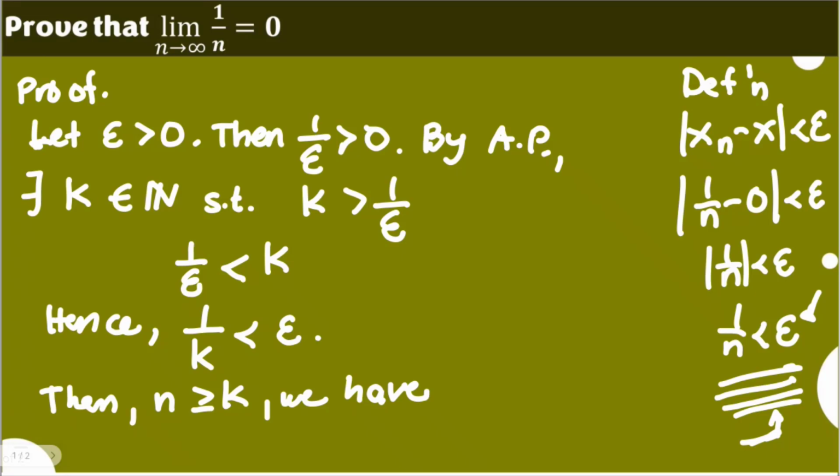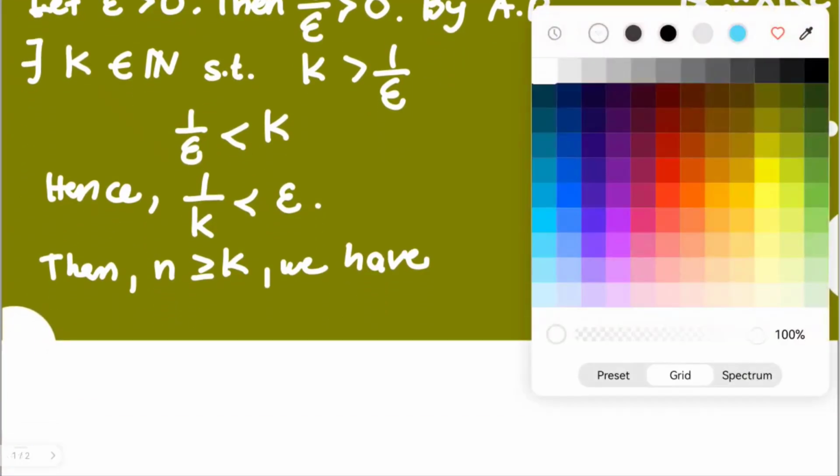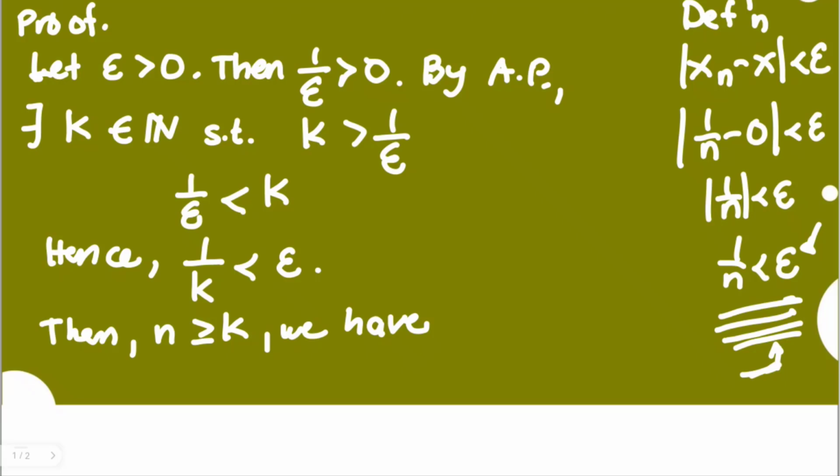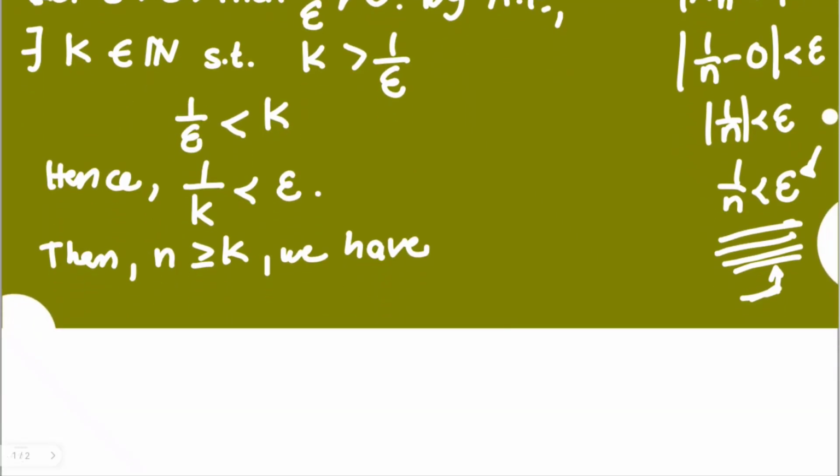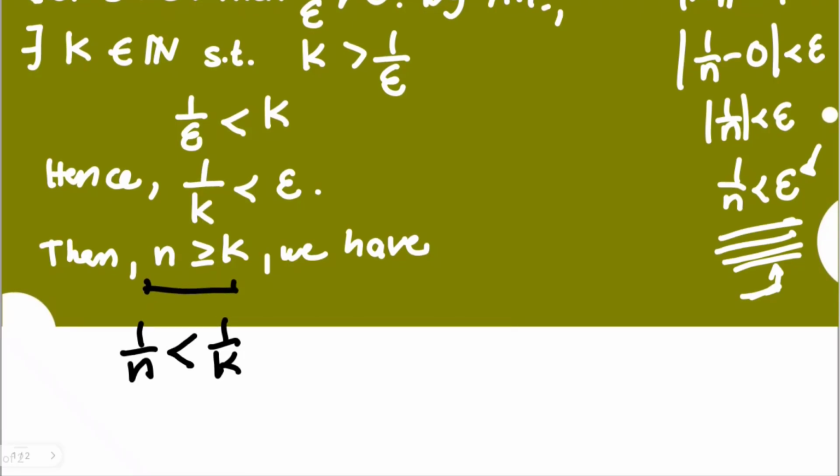Let me change the color of my pen here. We have taking the reciprocal of n. Take the reciprocal of n, so 1 over n, and then 1 over k here. Take note that when we take the reciprocal of a number, the sign of the inequality changes. So we have this form here.